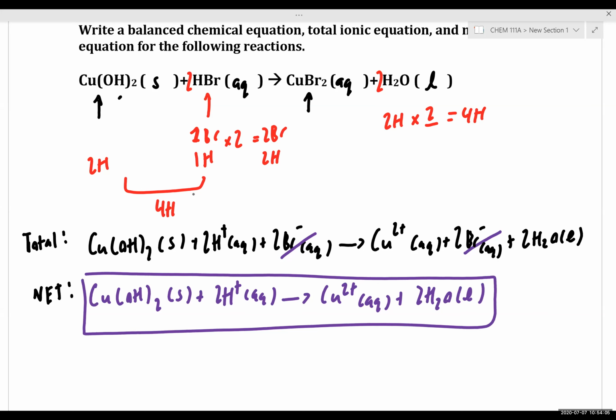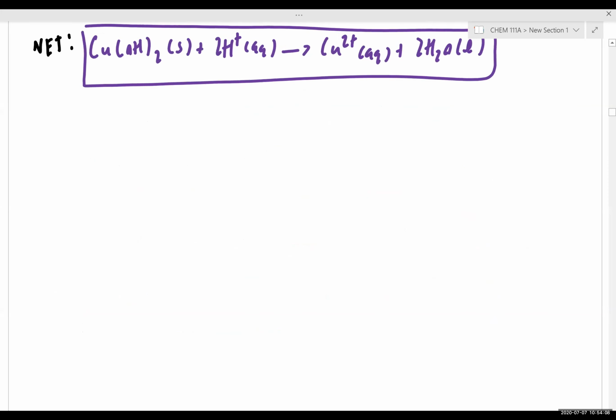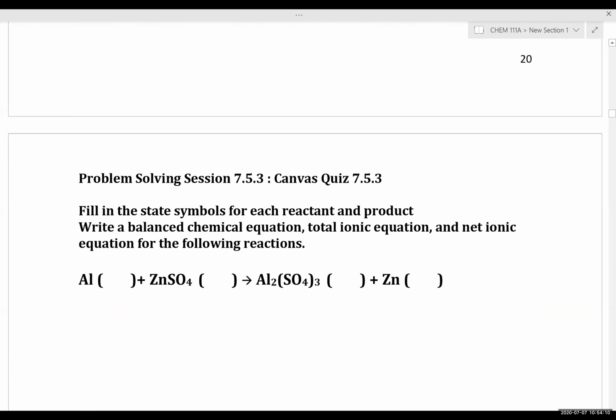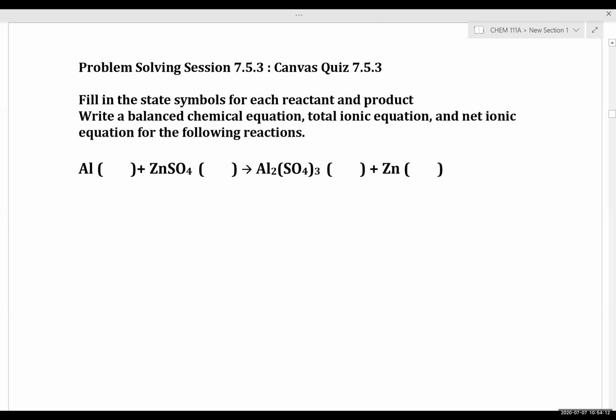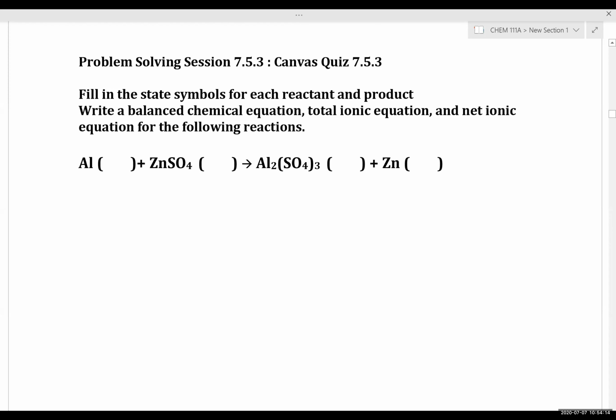Okay, so let's do another example to continue practicing this idea of net ionic equations. So let's take a look at the following reaction and let's try to write a net ionic equation for this reaction as well as a total ionic equation. So we'll discuss the state symbol assignment and the balanced chemical equation in about 2 to 3 minutes.